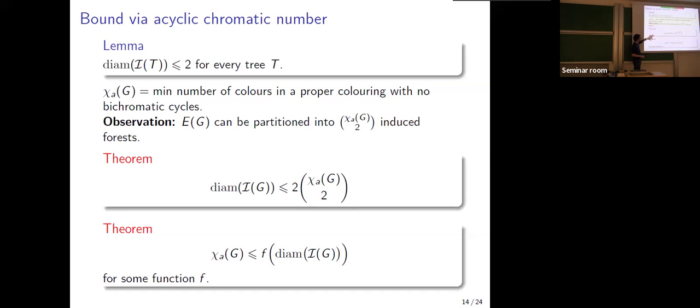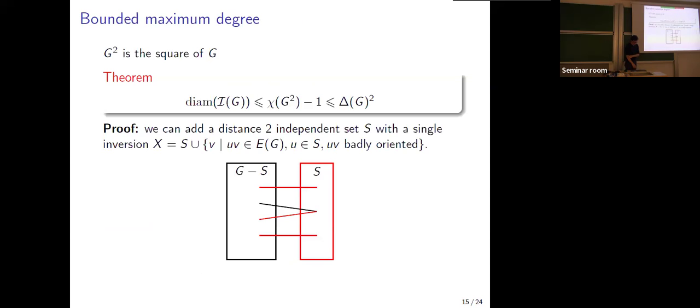Okay, so this gives a complete characterization of graph classes having bounded inversion diameter. Namely, a class of graphs has bounded inversion diameter if and only if it has bounded acyclic chromatic number. And yes, that's it. So in particular, graphs of bounded maximum degree have bounded inversion diameter. Now we will try to obtain the best bounds for this.